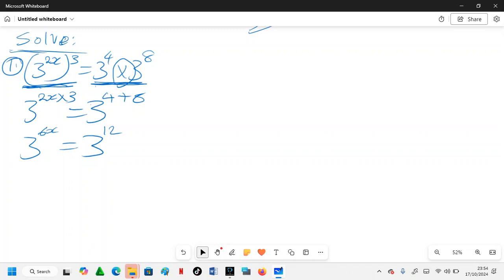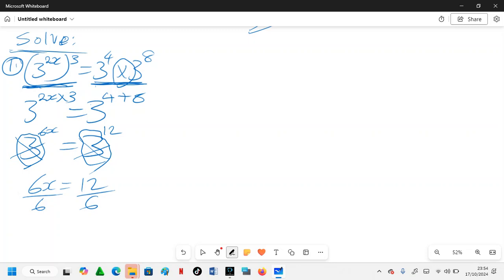Now, the moment we have 3 to power something is equal to 3 to power something, then it means that the powers must be the same. Alright, so we can drop the bases the moment they look the same, like that. So 6x is equal to 12. Alright, now x is equal to 2.